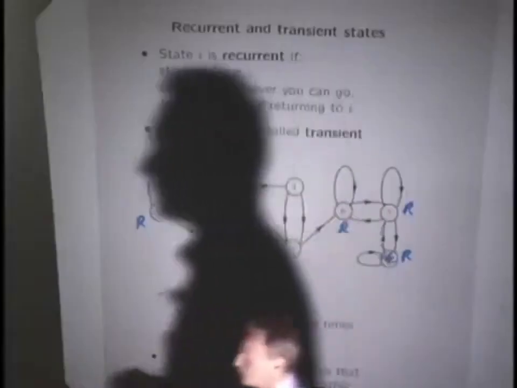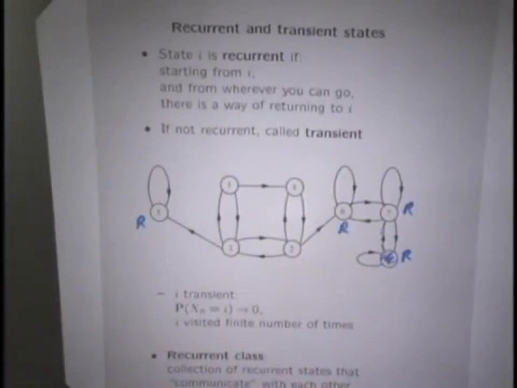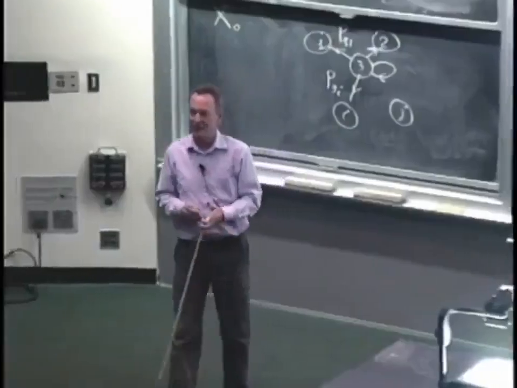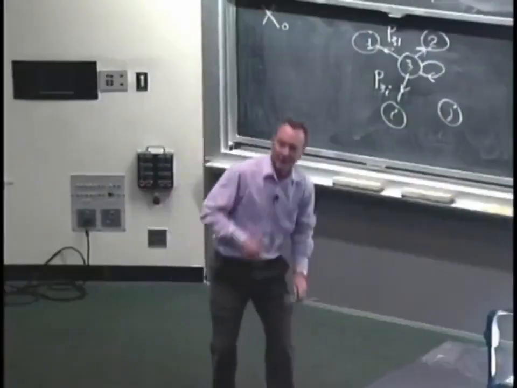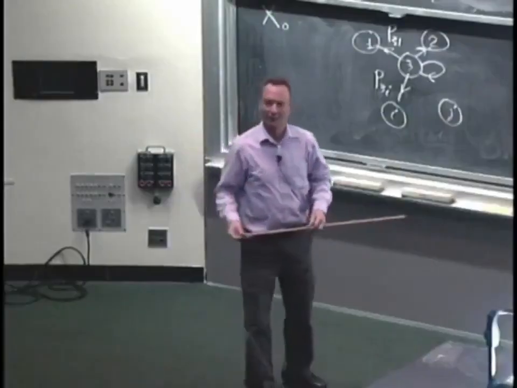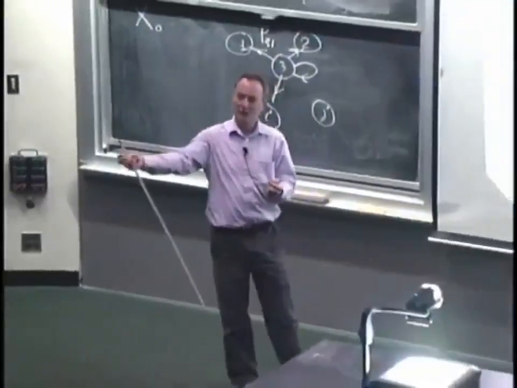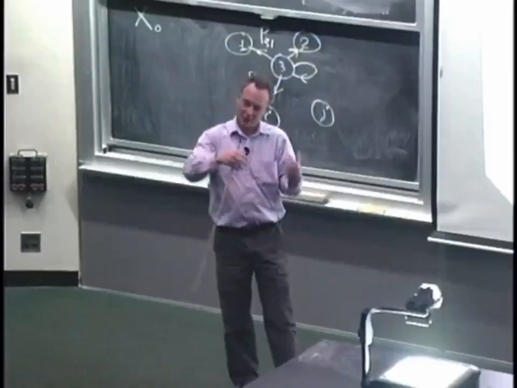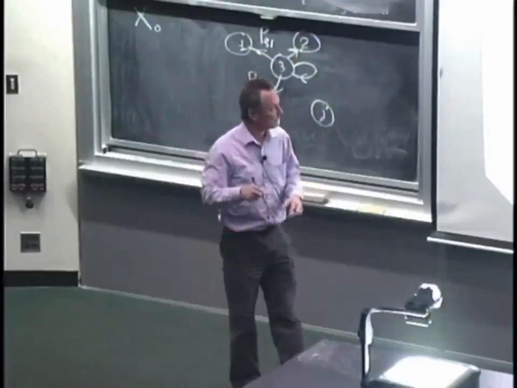So what does transient mean? You need to take this definition and reverse it. Transient means that starting from i, there is a place to which you can go and from which you cannot return. If it's recurrent, anywhere you go, you can always come back. Transient means there are places where you can go from which you cannot come back.